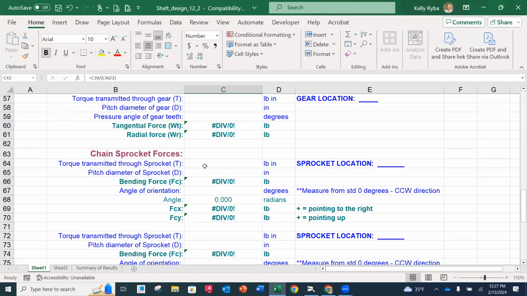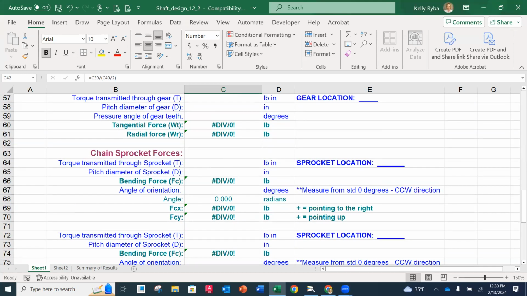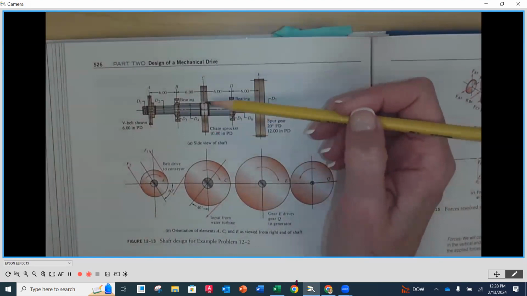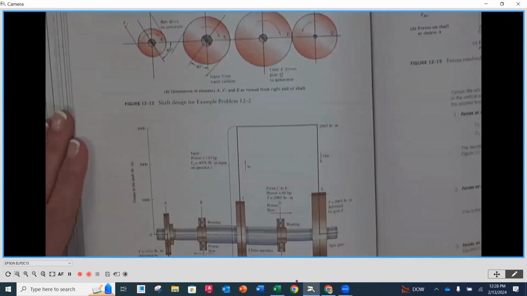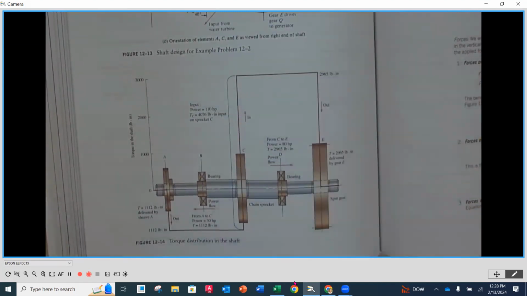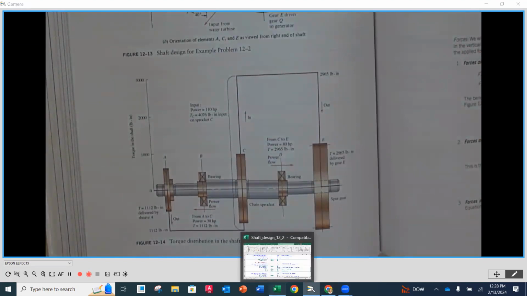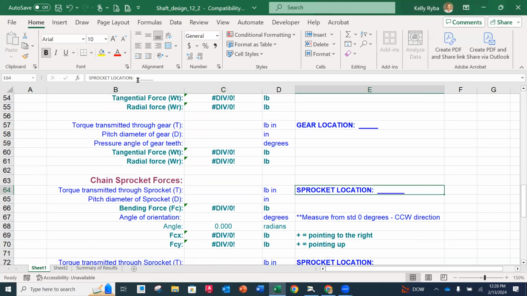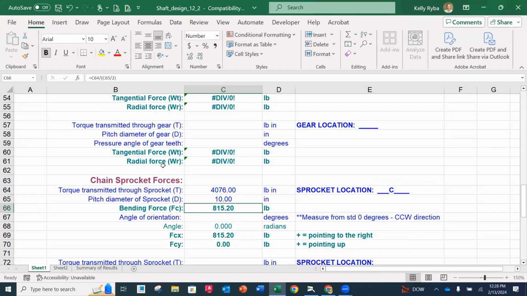Then we're going to have our chain sprocket force, okay? So if we go back underneath here, our chain sprocket is found at point C, okay? And as we said earlier, we know that at point C, this is seeing all the torque, so it's based on the 110 power coming in, going at 1,700 RPMs. So the torque here at C, and I'm going to put this location is at C, this torque is 4,076. There we go. And the diameter of that sprocket is 10 inches from the diagram.